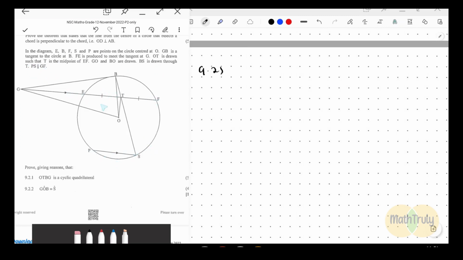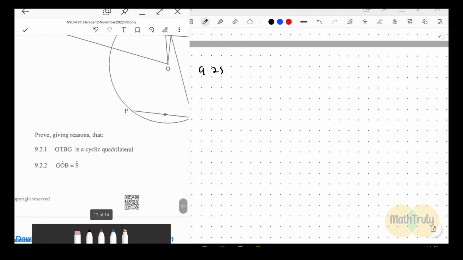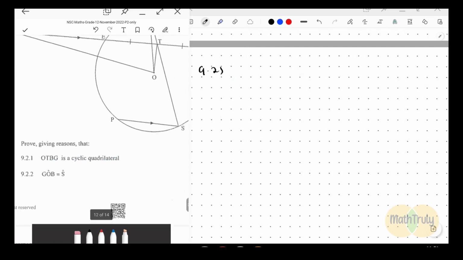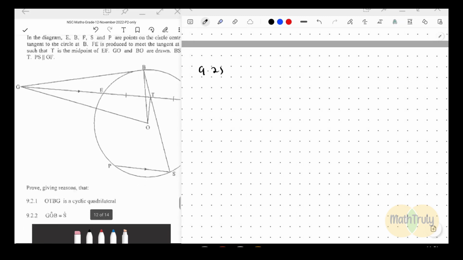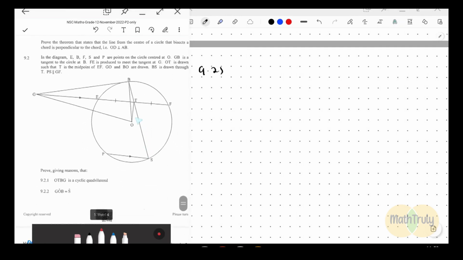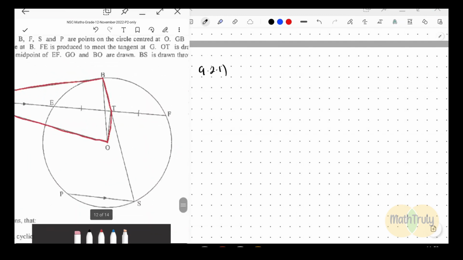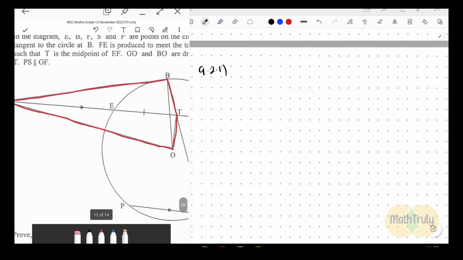So I'm only looking for points like midpoints, things that are equal, parallel lines, tangents. Those are the most important things to look for. Okay, now they tell us that we have to prove, given reasons, that OTBG is a cyclic quadrilateral. Okay, let's highlight that cyclic quadrilateral. That thing that we have to prove is a cyclic quad. So we have to prove that this shape that I've outlined in red is a cyclic quad.